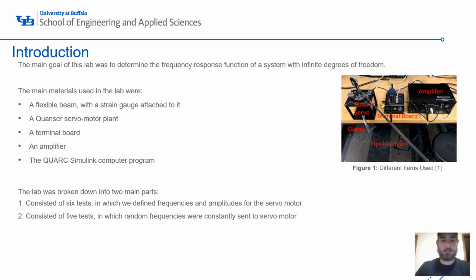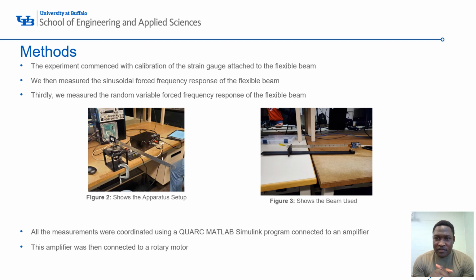The lab was broken down into two main parts. The first part consists of 6 tests in which we define frequencies and amplitudes for the servo motor. The second part of the lab consisted of 5 tests in which random frequencies were constantly sent to the servo motor. The lab commenced with calibration of the strain gauge attached to the flexible beam. We then measured the sinusoidal forced frequency response of the flexible beam, and thirdly, we measured the random variable forced frequency response of the flexible beam.